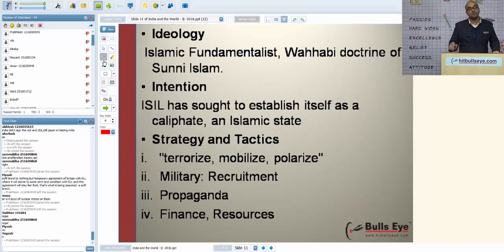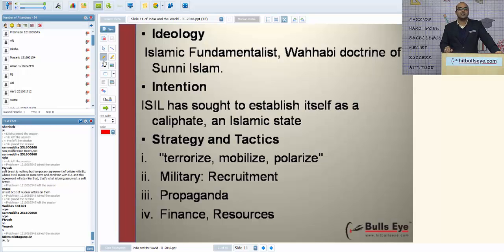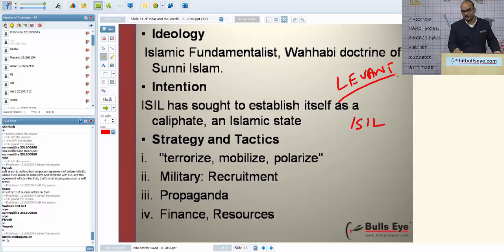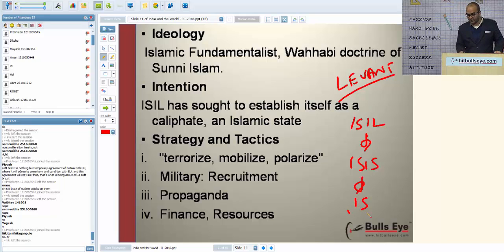Now, next is a very important issue as far as your GDs and PIs are concerned. You have to understand first the basic ideology, what IS really wants, right? IS and its name has evolved across the years. Earlier, it was ISIL, that is Islamic State of Iraq and the Levant, right? Levant is the region between Iraq and Syria. Next, it came to be called ISIS, Islamic State of Iraq and Syria. And now it is known as Islamic State, or IS, simply.